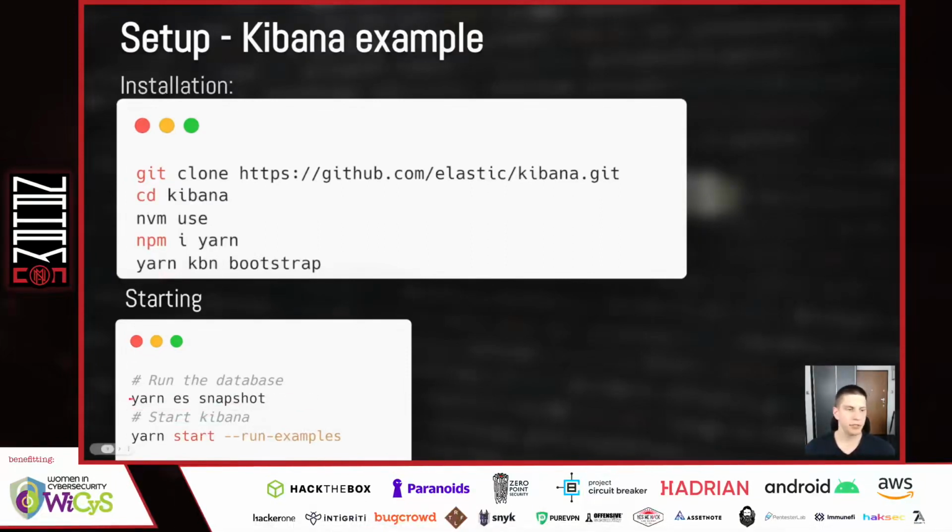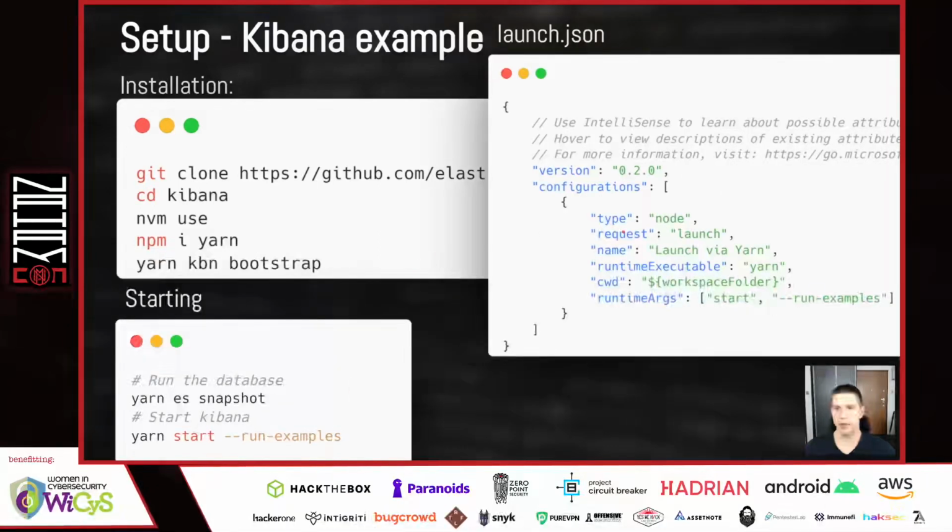And then to start the application, I have to first start the database. So this is the command to do this, Elasticsearch database. And then starting Kibana itself is this command: yarn start run examples. And let's see how this translates to the launch.json file that I showed you earlier for the Python file.